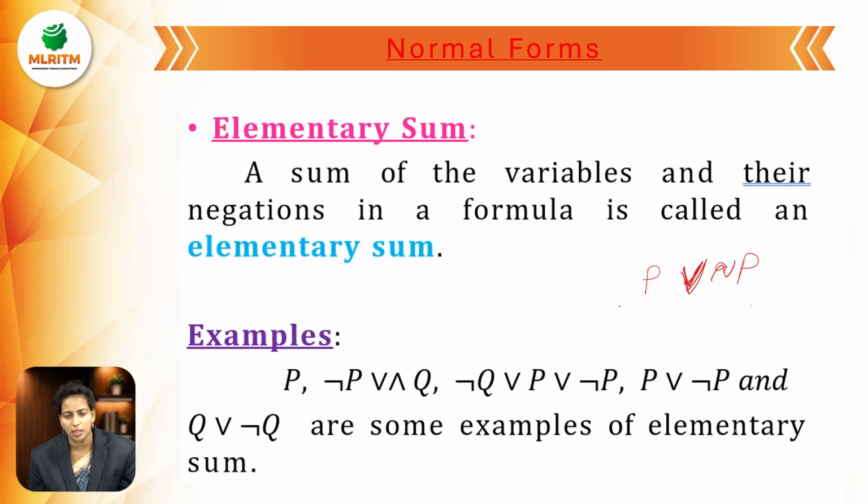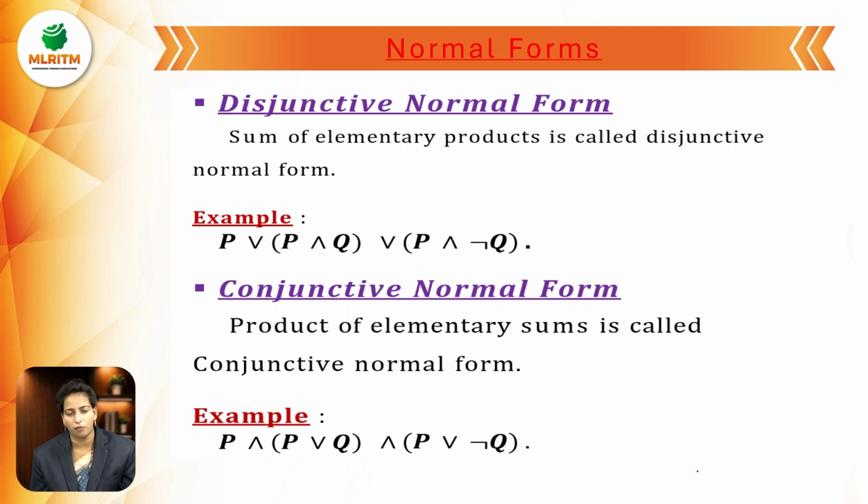What is meant by elementary product? Product of variables and their negations is called an elementary product. What is the product symbol? The and symbol. What is meant by elementary sum? Sum means the or symbol. Sum of variables and their negations is called an elementary sum. How many types of normal forms are there? 4 types, right? Disjunctive normal form: sum of elementary products is called disjunctive normal form.